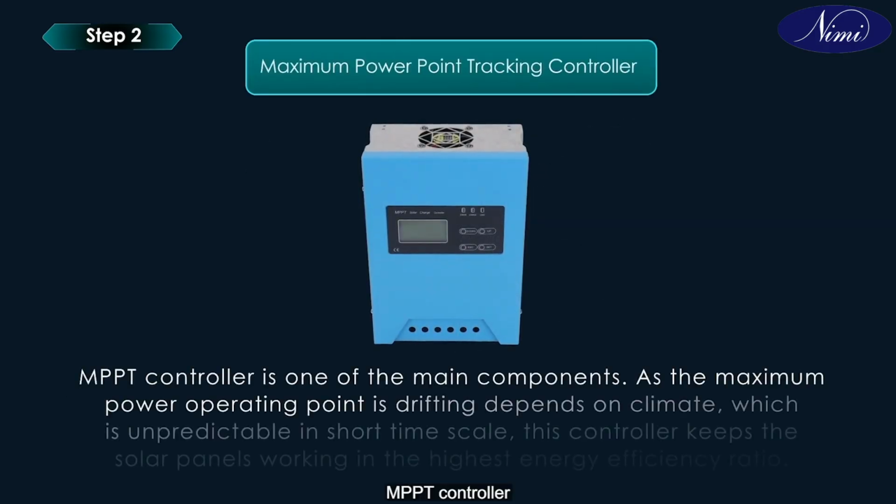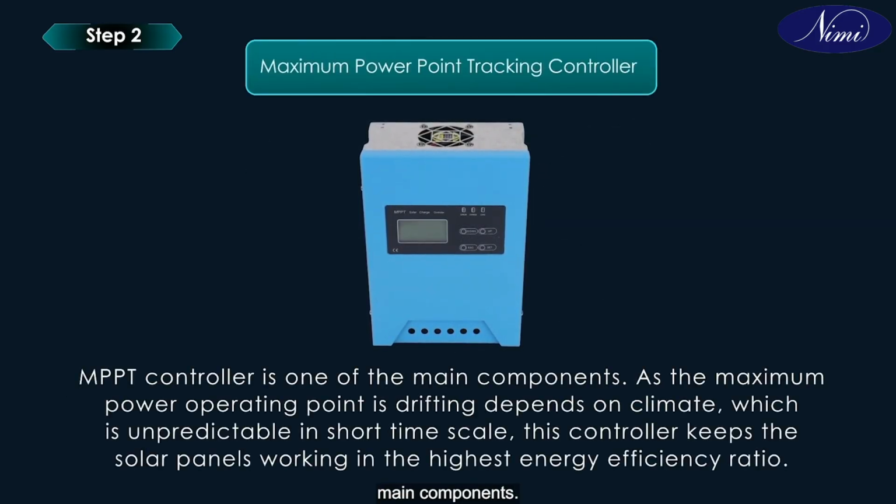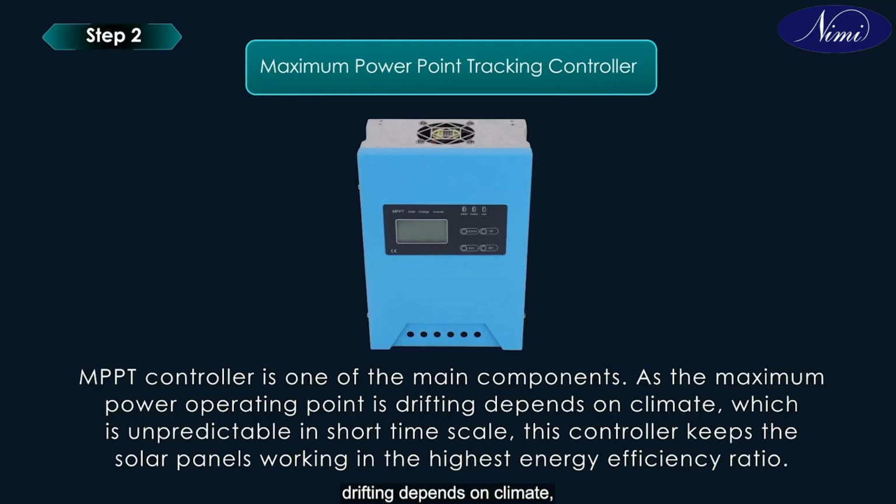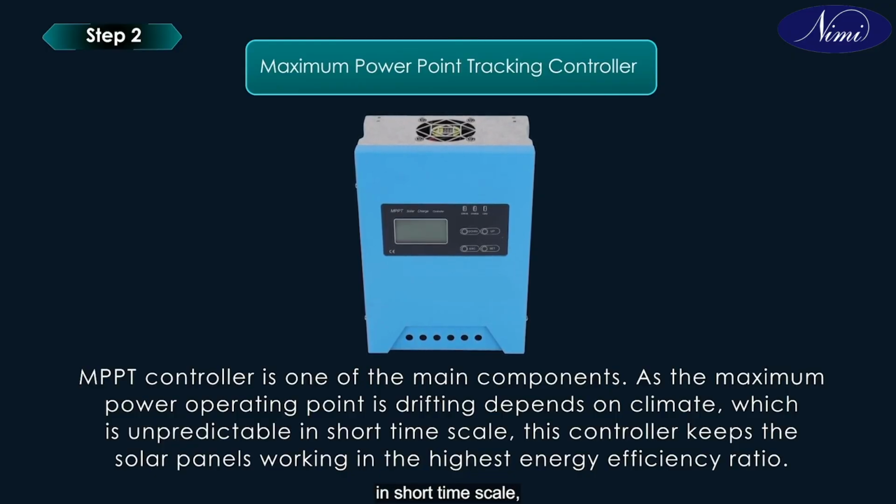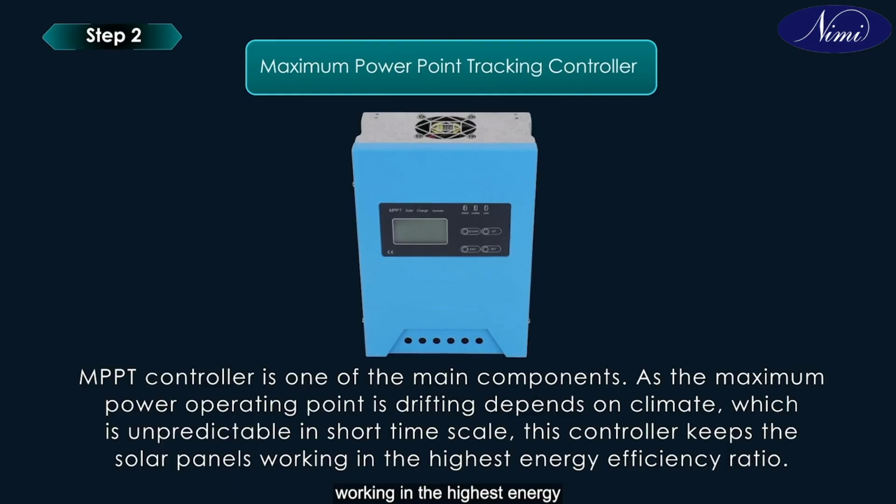MPPT controller is one of the main components. As the maximum power operating point is drifting depends on climate, which is unpredictable in short time scale, this controller keeps the solar panels working in the highest energy efficiency ratio.